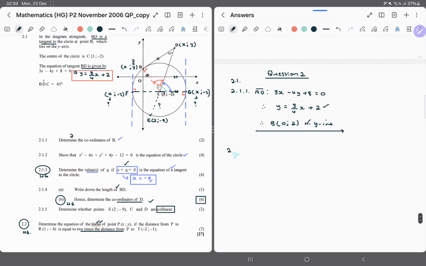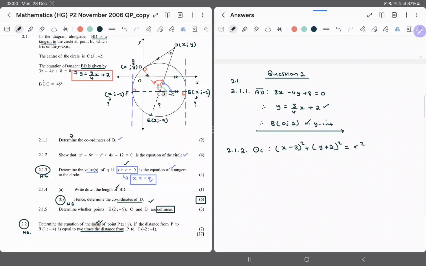Okay, so we have 2.1.2. Now we need to show that the equation of the circle is as shown. Well, we know that circle center C is going to be the standard format. We say x minus the x coordinate at the center, this is minus 3, then we square that. Plus, we say y minus the y coordinate, so minus 2 is going to be plus 2, all squared is equal to r squared.